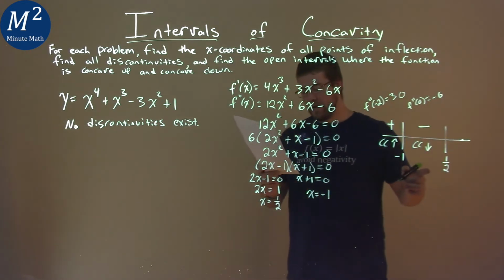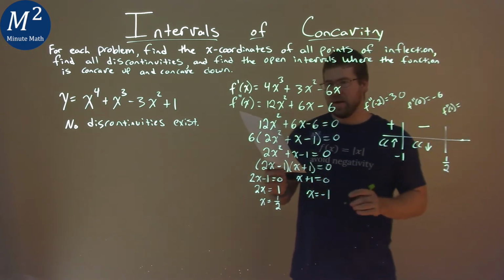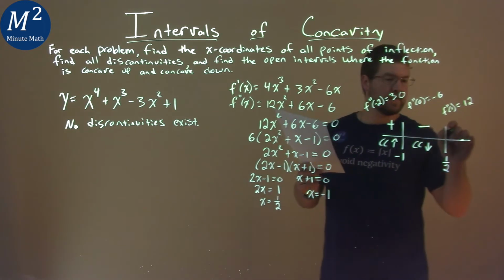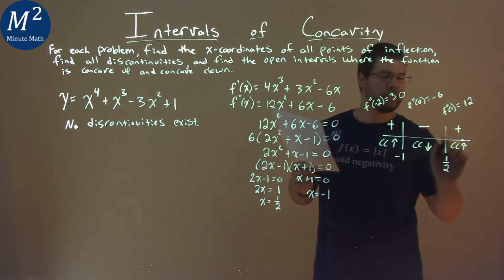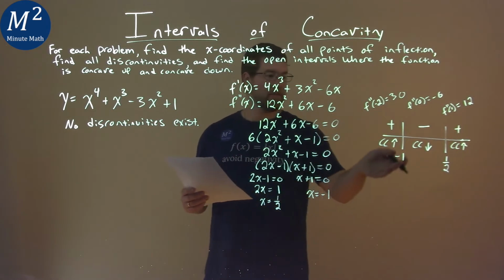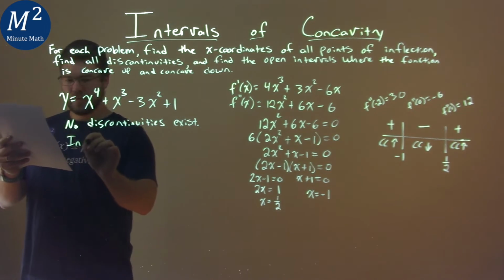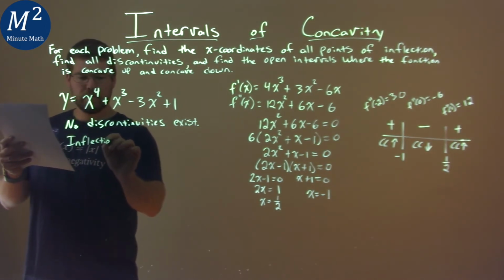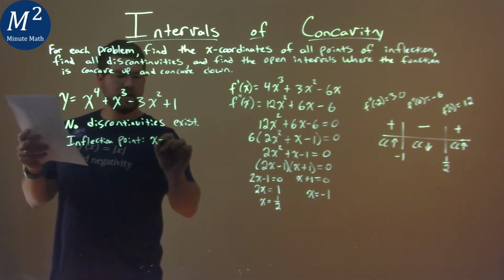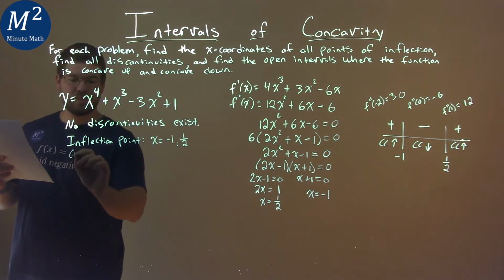Lastly, we have 1/2. Well, I'll pick a value just bigger than 1/2. I picked f double prime of 1, and that came out to be, plugged into my second derivative, a 12. It's positive 12, concave up. And so now we have everything we need. We have our points of inflection where we change concavity, at negative 1 and at 1/2. So we'd say our inflection point is at x equals negative 1 and positive 1/2. We are concave up.